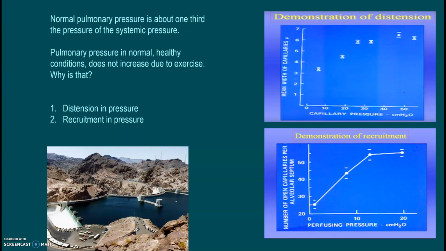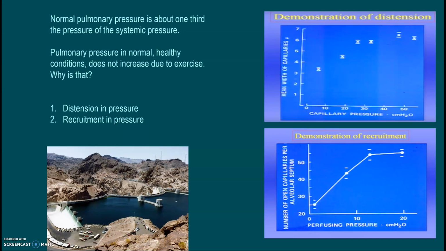Additional capillaries will recruit as pulmonary pressure increases. Vessels will become more distended too. And this is the reason why in normal lungs pressure remains largely steady in spite of exercise and increasing heart rate and increasing systemic blood pressure. These two slides show how capillary distension increases with increasing pressure, and additional capillaries will also recruit with increasing pressure. And as these capillaries increase in distension and recruitment, the amount of perfusion increases and pulmonary pressure remains the same.